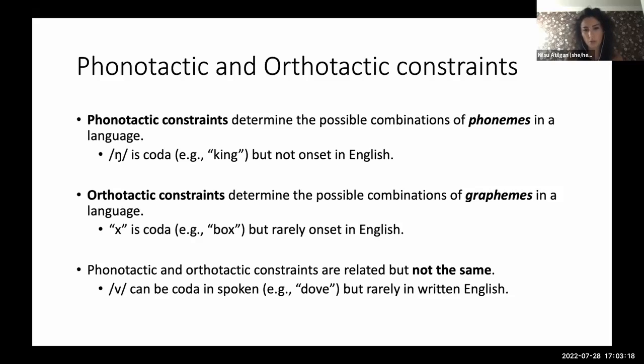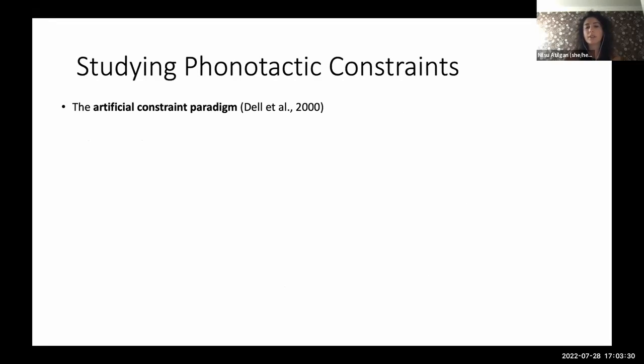Phonotactic and orthotactic constraints are related, but not the same. For example, the V sound can be a coda in spoken English, like in the word dove, but rarely in written English. In the literature, phonotactic constraints have been extensively studied. Dell and colleagues in 2000 introduced the artificial constraint paradigm.